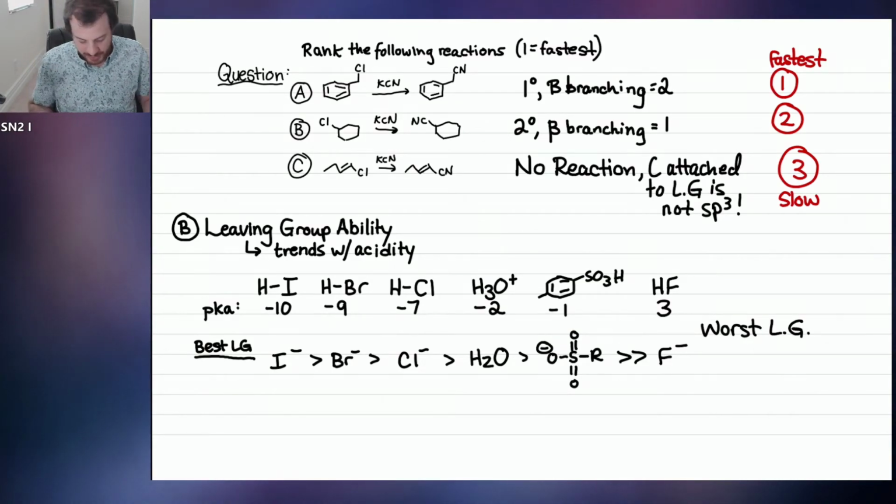So that means if you ever forget the order of leaving groups, you can just look at the pKa table and look at, okay, if the pKa is really low, the conjugate base is going to be a really good leaving group. And so we can sort of rationalize this by reviewing acidity trends.